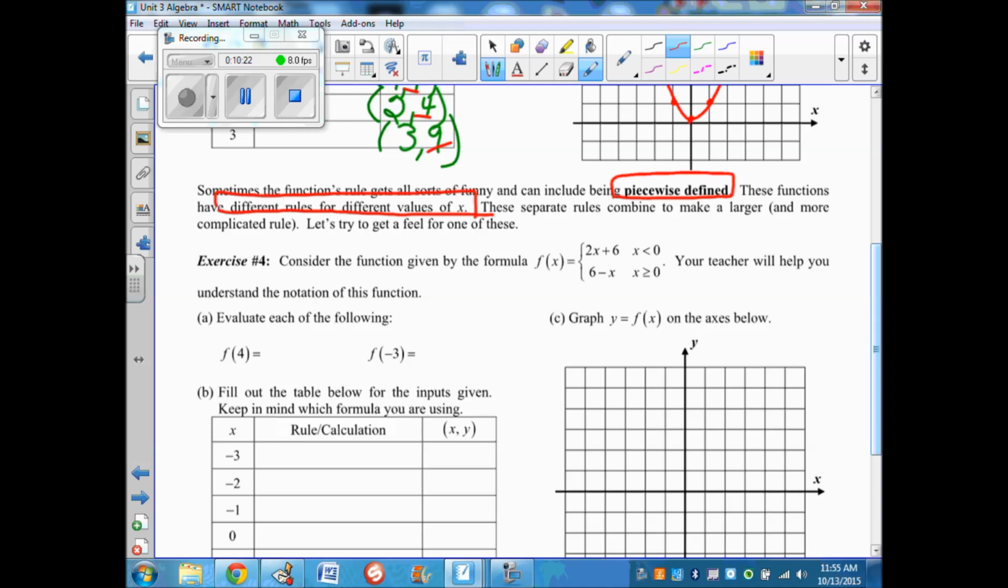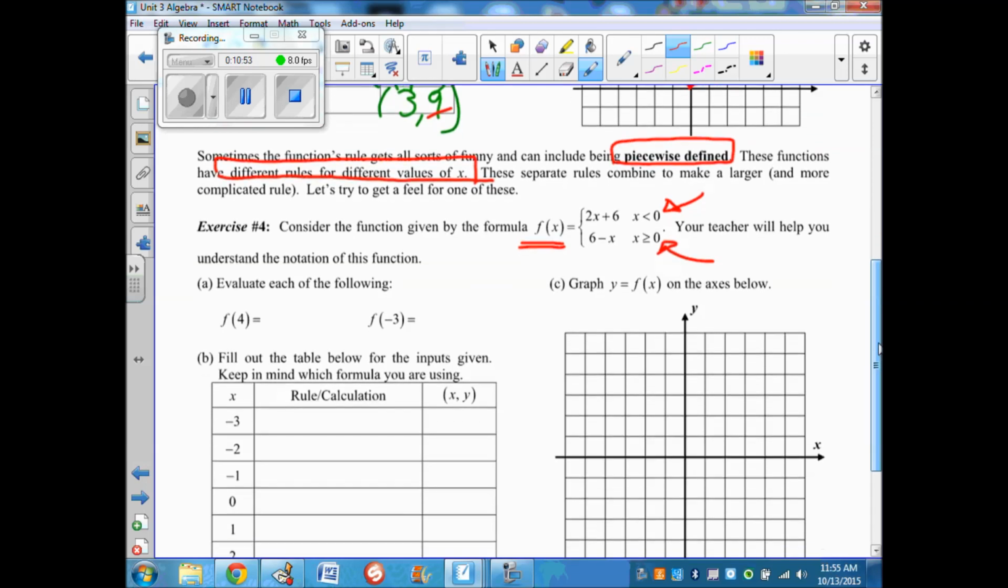So let's look at one of these. So let's consider this function. So f of x is defined as 2x plus 6 when x is less than 0. So that's the first piece of it. And the second piece that makes up the f of x function is 6 minus x when x is greater than or equal to 0. Okay? So it's still one function, f of x, but it's got two separate parts depending on the value of x.